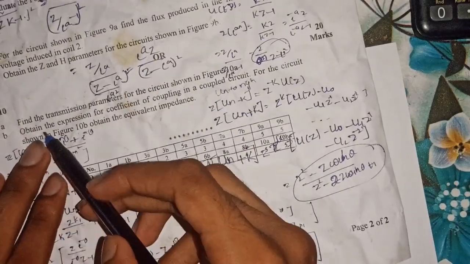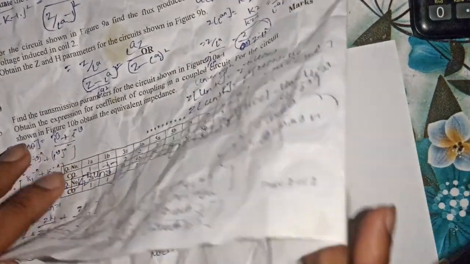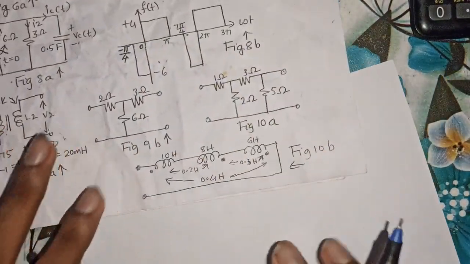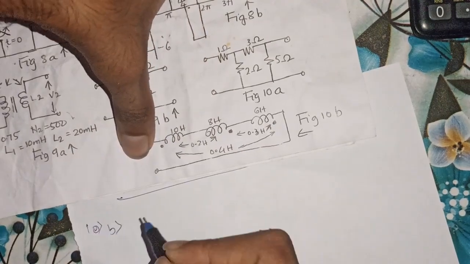The next question, which is 10b: obtain the expression for the circuit shown in figure 10b, obtain the equivalent impedances. You have to calculate the equivalent impedances due to all these three coils, which is the question 10b.